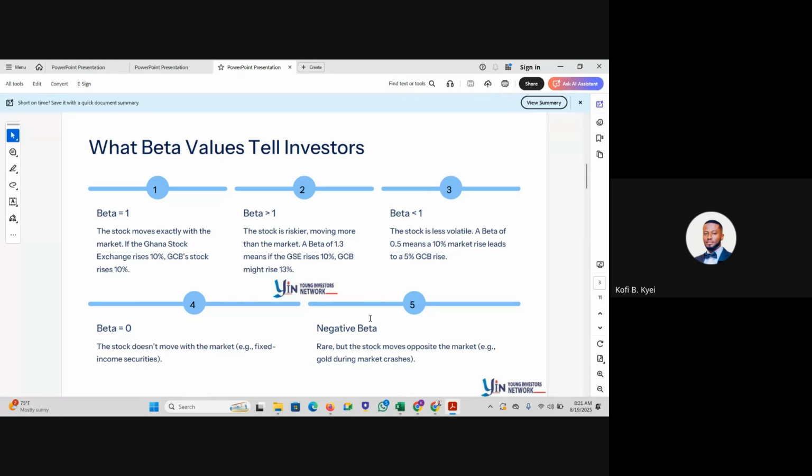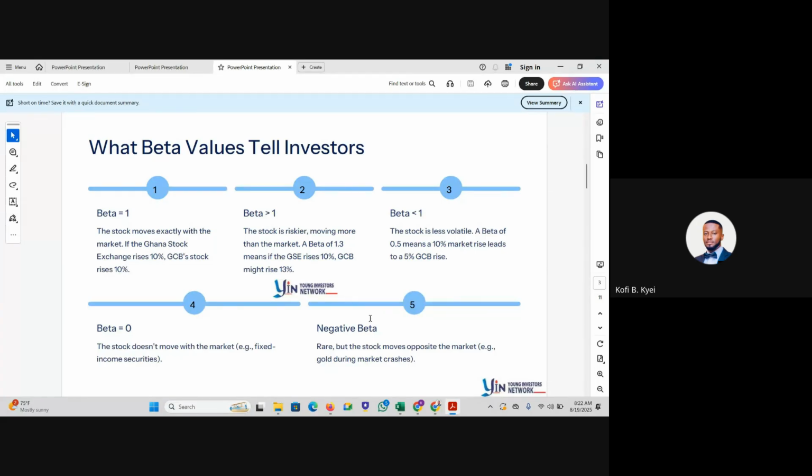GCB will move 13%. And when beta is less than 1, that means the stock is less volatile. A beta of 0.5 means if the market moves 10%, GCB will rise 5%. So as we have put beta at 1.3 for GCB, this is what it means: when the market moves 10%, GCB will move 13%, ahead of the market.